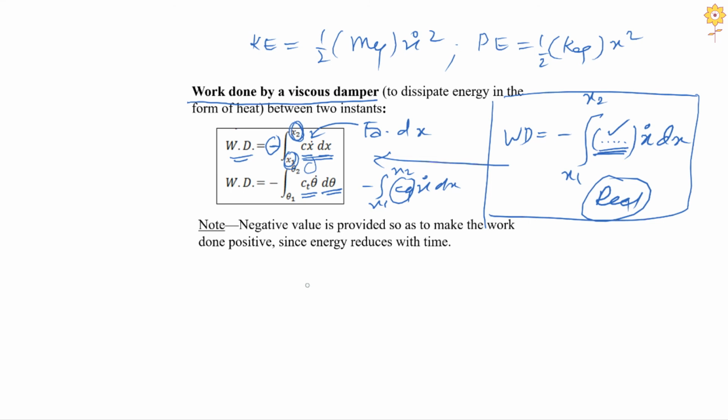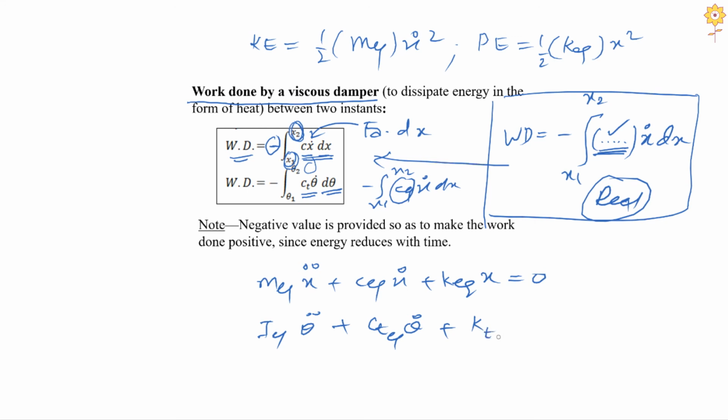So you can put all these equivalent terms in the differential equation. So what does the differential equation look like when you use these equivalent terms? It is m equivalent x double dot plus C equivalent into x dot plus K equivalent into x equal to 0, or it can be I equivalent theta double dot plus torsional damping coefficient Ct equivalent into theta dot plus torsional stiffness Kt equivalent into theta equal to 0, right? And by dividing throughout by m equivalent in the first case, or by I equivalent in the second case, what we have is, let us say, x double dot plus C equivalent upon m equivalent into x dot plus K equivalent upon m equivalent into x equal to 0.